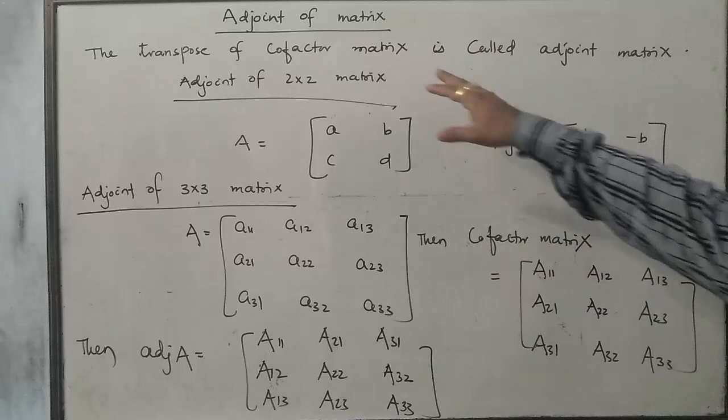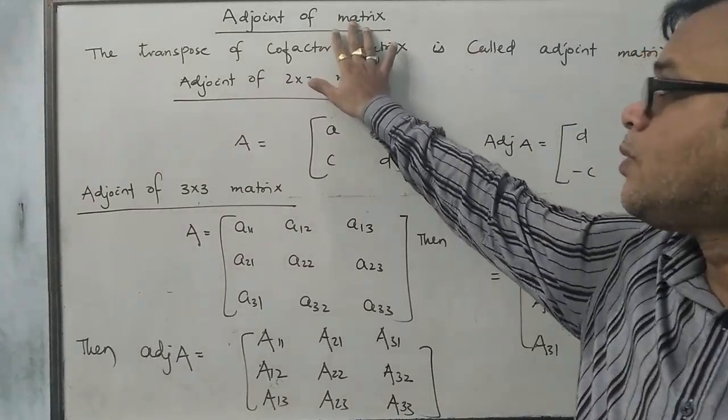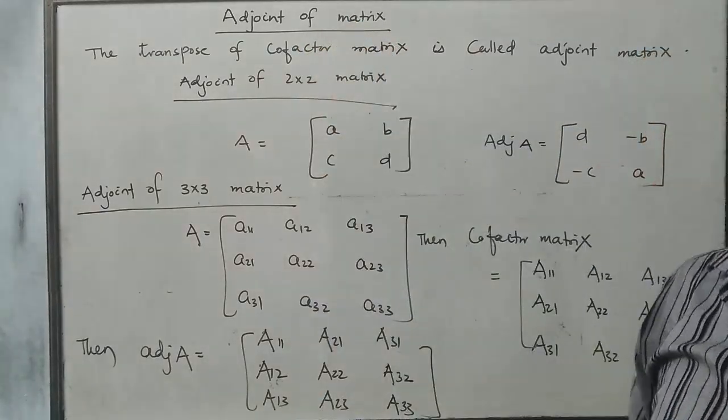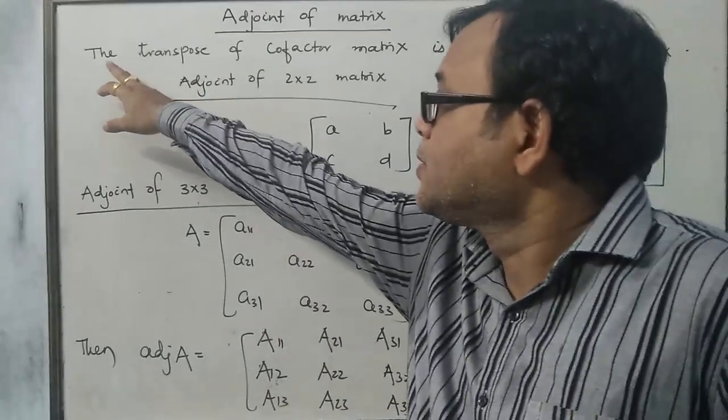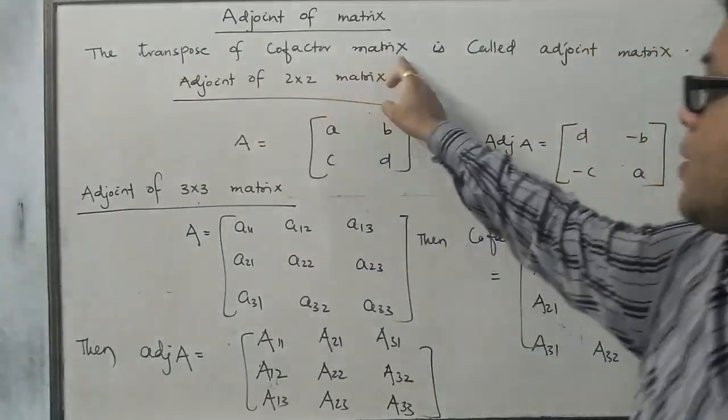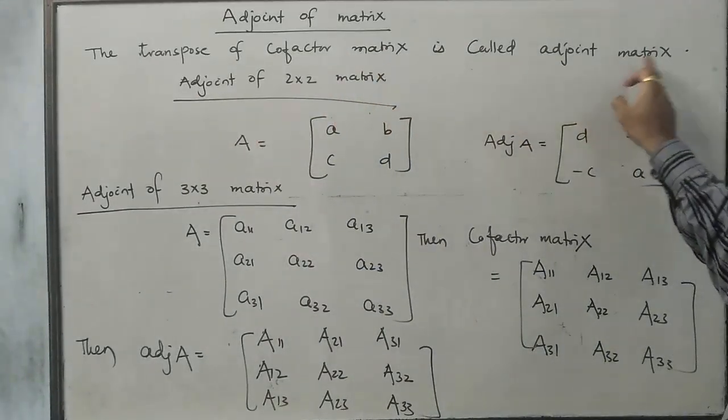Then come to the adjoint of the matrix. What is the meaning of adjoint? Adjoint meaning I have written here. The transpose of the cofactor matrix is called the adjoint matrix.